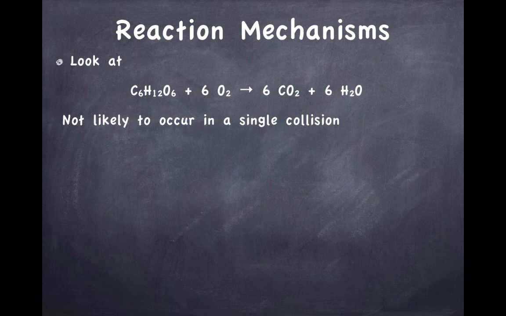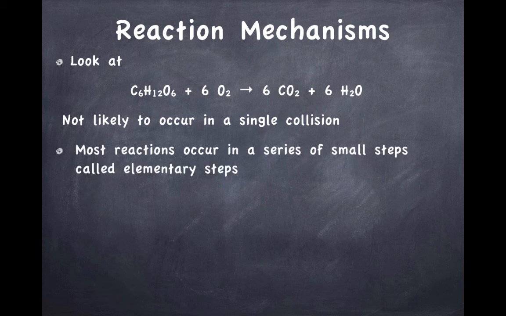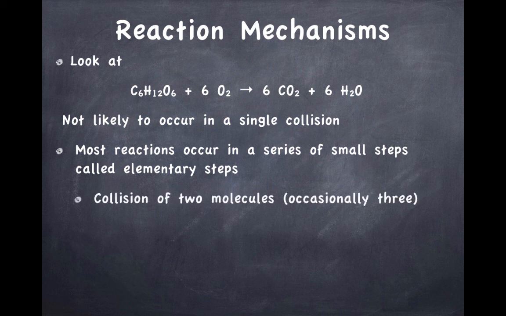Now this really is not likely to occur in a single collision. We would need to have the glucose molecule and all 6 oxygen molecules collide with the proper energy, with the proper geometry for all 7 of those things. So the likelihood is just really low, and if our lives depended on that collision happening, we probably would not be alive. So instead what happens is generally a series of small steps, simple two-bodied collisions, and we call these small steps elementary steps.